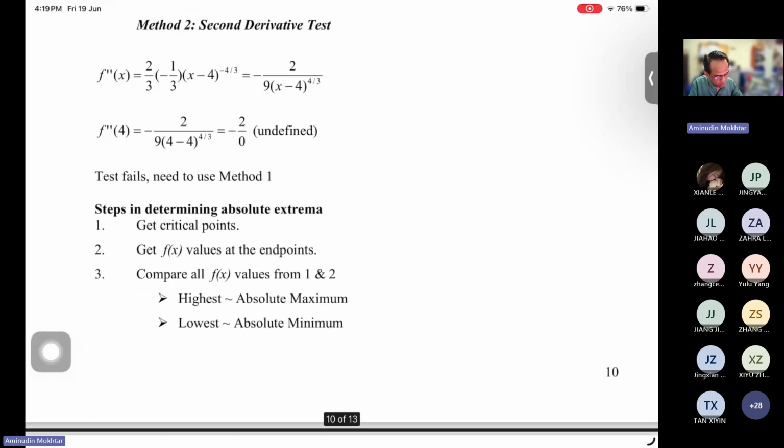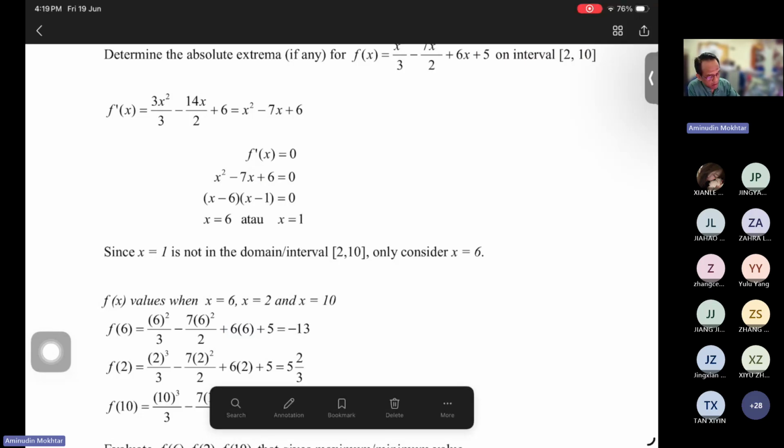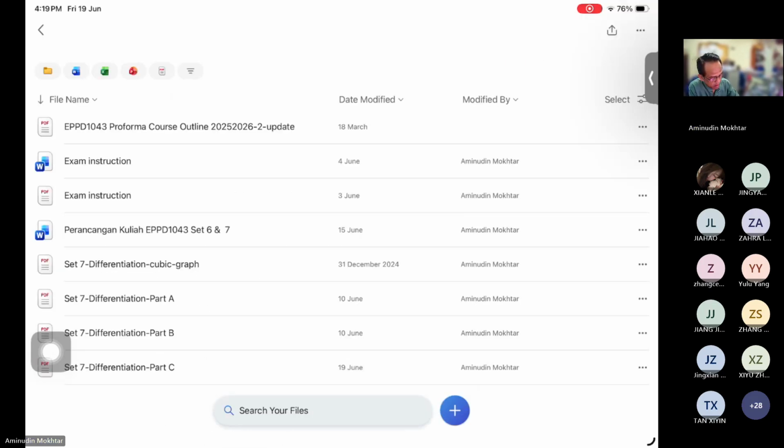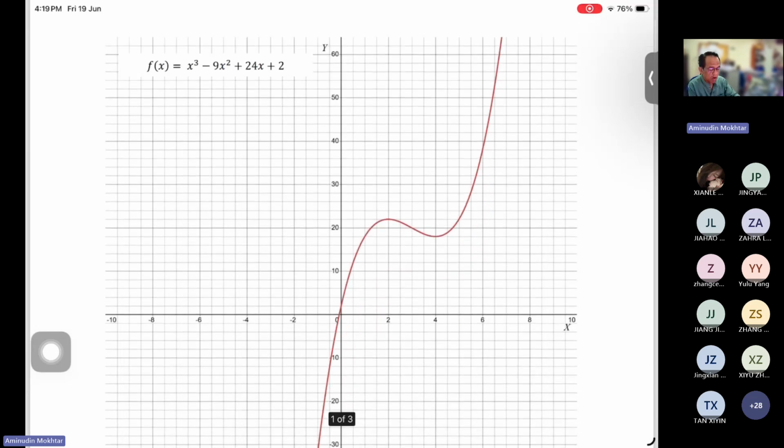I hope you also download this graph. I have this graph to explain to you how to find the minimum or extreme value or critical value based on this equation. I hope you also have this file. Please download it from the UKM folio.